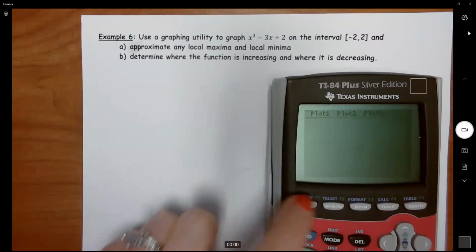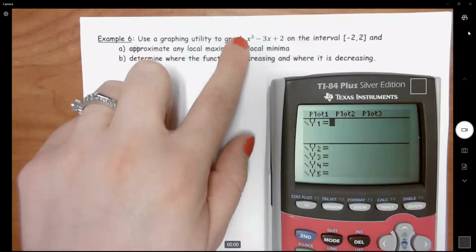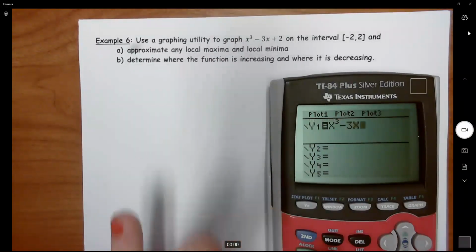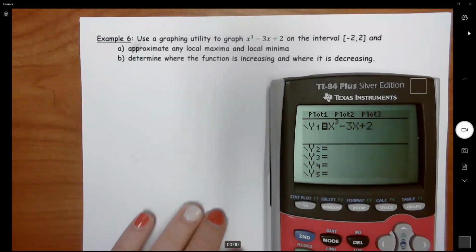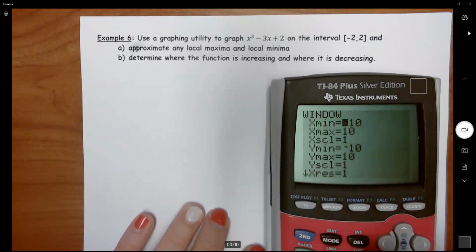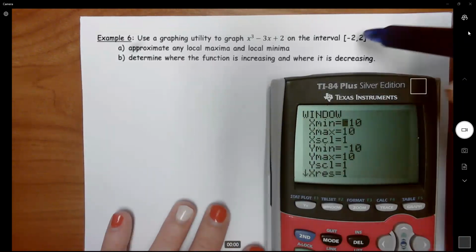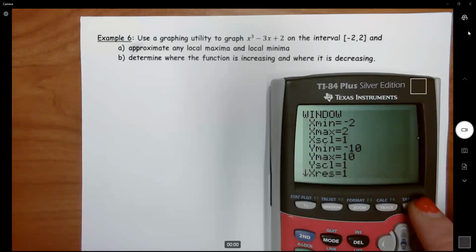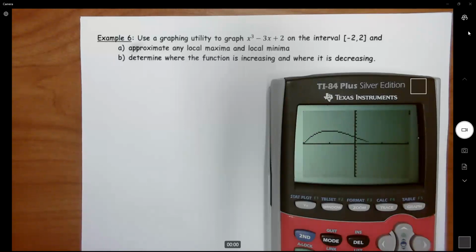So let's go to y equals, let's type in our equation here. And it tells me on the interval of -2 to 2. So I'm going to go over here to window and change my x's here to -2 to 2. I don't really care about the rest of it because it doesn't give me instructions, so I'm just going to assume that -10 to 10 is just fine. So then I'm going to graph. And there's my equation.